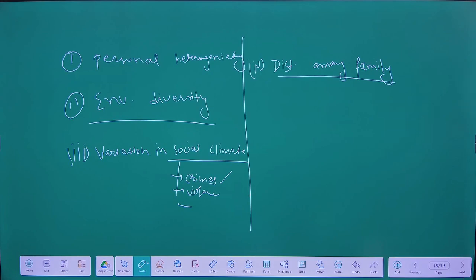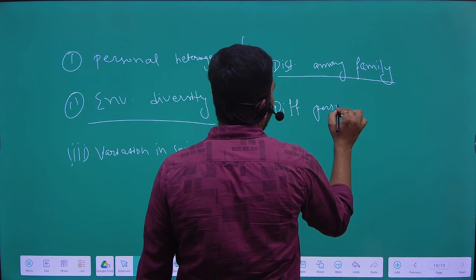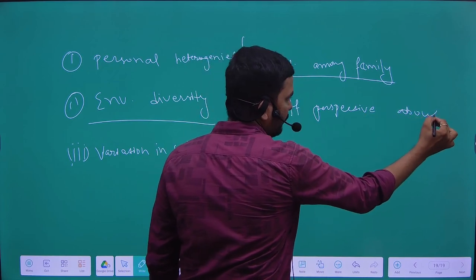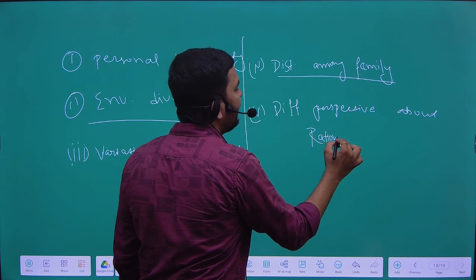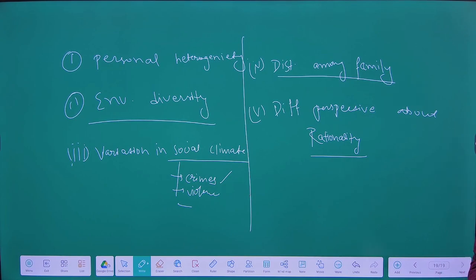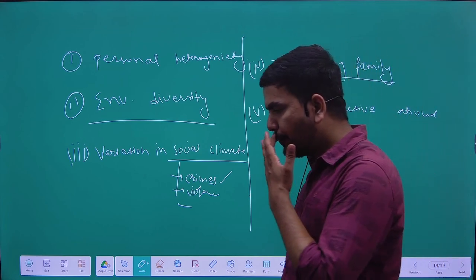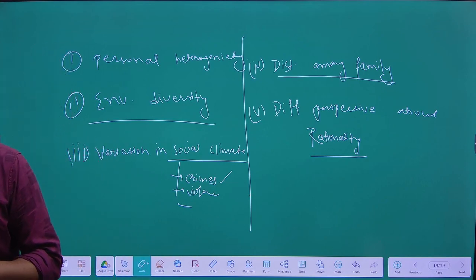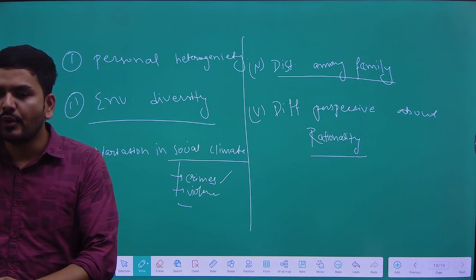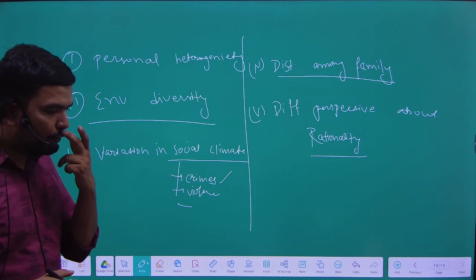Next point you write, different perspective about rationality. You think over it. Difference in perspective about rationality, right? So the thing is, rationality is itself a subjective concept. What could be rational for you might not be rational for me at all, or what is rational for me might not be rational for you, because it depends. So on what factor does it depend?